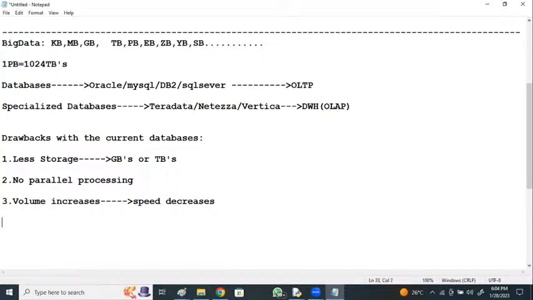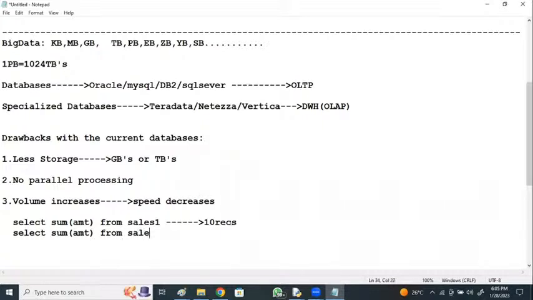For example, to justify this, select sum of amount, total amount from sales one. Sales one is the table consisting of 10 records. Assume it has only 10 records. And see one more query: select sum of amount from sales two. Sales two has 1 lakh records. Total amount from sales one, 10 records. Total amount from sales two, 1 lakh records.